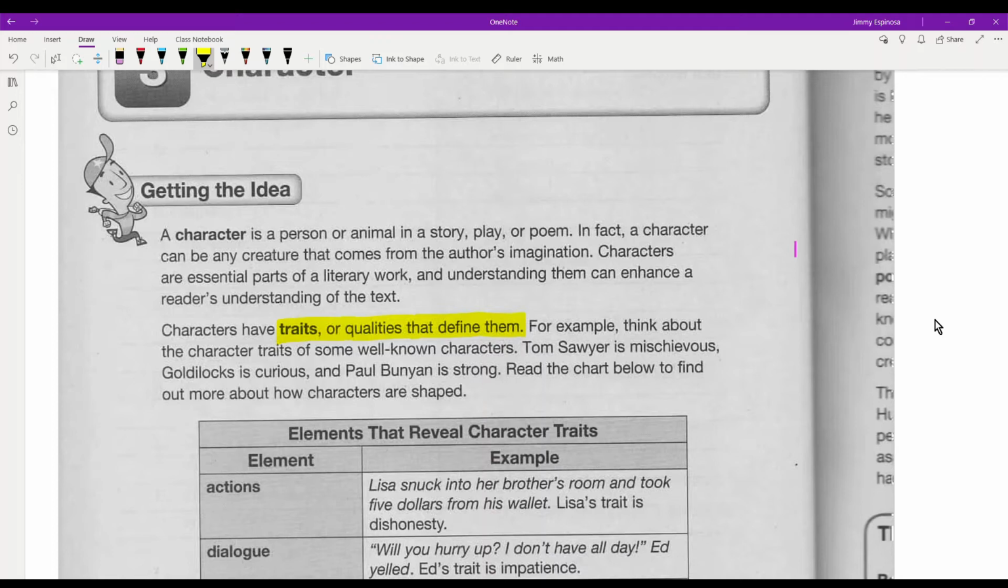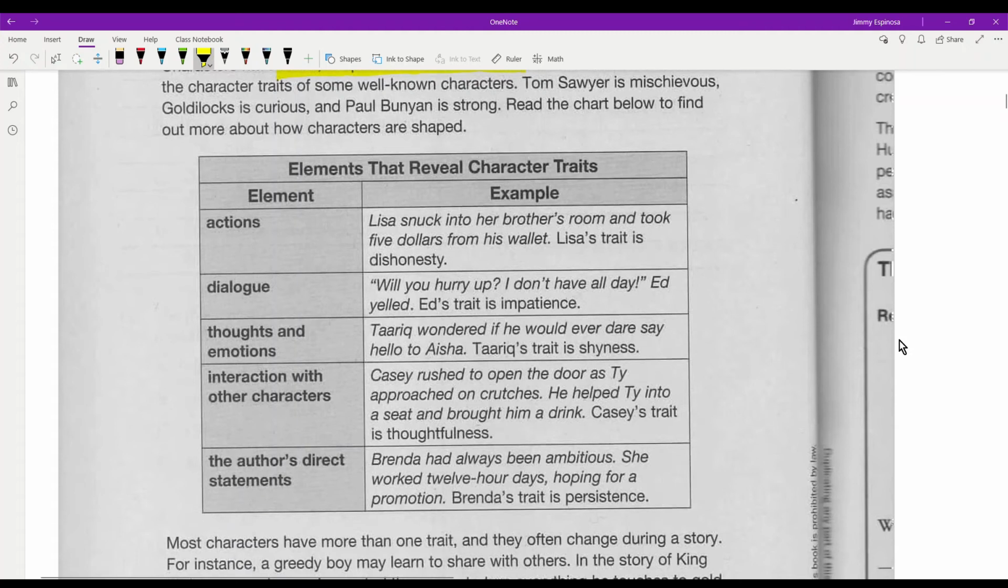Now let's read this chart below to find out more about how characters are shaped. In this chart, there are two columns, one for the element and one as an example. These elements reveal character traits. One way an author can reveal a character's traits is through the character's actions. Here's an example. Lisa snuck into her brother's room and took $5 from his wallet. Without even reading the next sentence, we know that Lisa's trait is definitely dishonesty because she stole something.